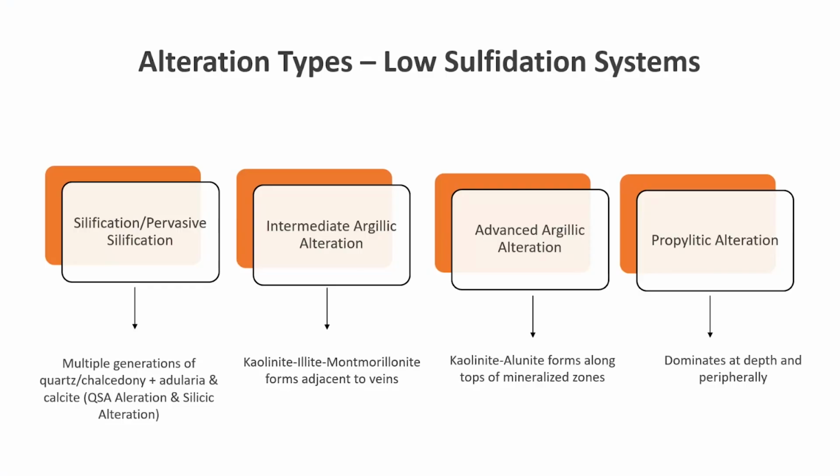Intermediate argillic alteration consists primarily of kaolinite, illite, and montmorillonite, typically forming adjacent to mineralized veins. Advanced argillic alteration is defined by a kaolinite-alunite assemblage and may develop near the tops of mineralized systems. And propylitic alteration dominates at depth and along the peripheral zones of the system. Buddingtonite may also be present locally.